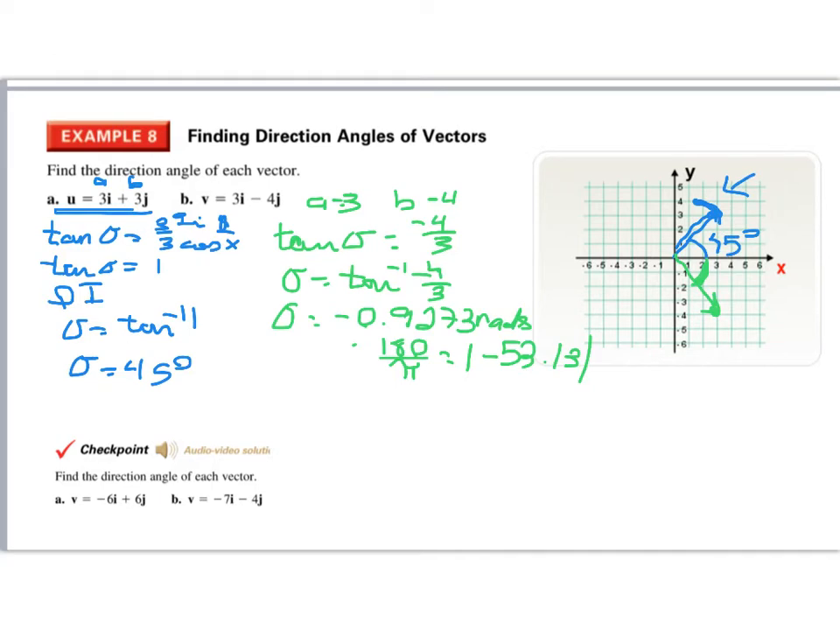Now what we need to do is figure out what that angle is. So we're going to go 360 minus 53.13, so your angle is 306.87 degrees. And there's your answer. Okay, go ahead and try the other two. Pause and jump back on when you're ready to find out what the answer is.